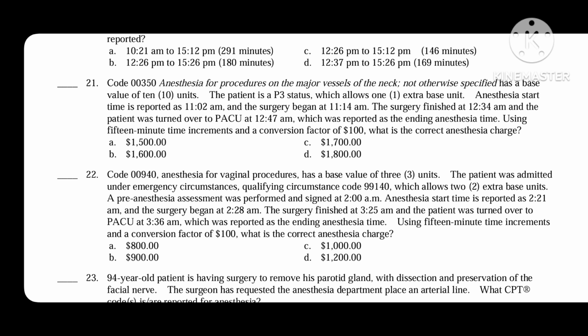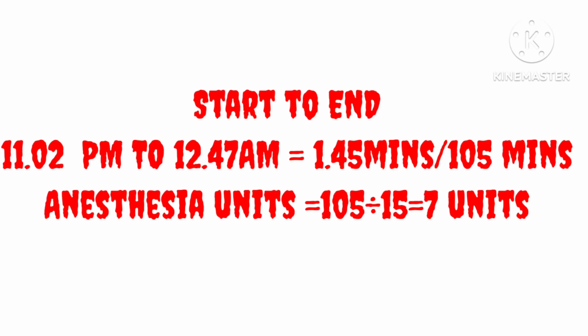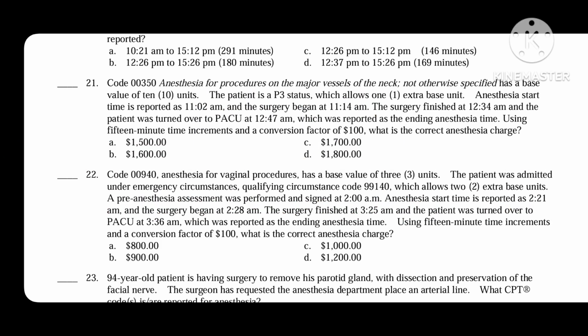So now the first thing is we have to calculate the anesthesia time. What is the anesthesia time in this question? Anesthesia was started at 11:02 a.m. and anesthesia ended at 12:47 a.m. So there are actually a total of 1 hour and 45 minutes. First thing is you have to convert it into 15-minute units. In 1 hour 45 minutes we have 7 units. So anesthesia time in units for this procedure is 7. And what is the next information given in the question? Base unit is 10 units.